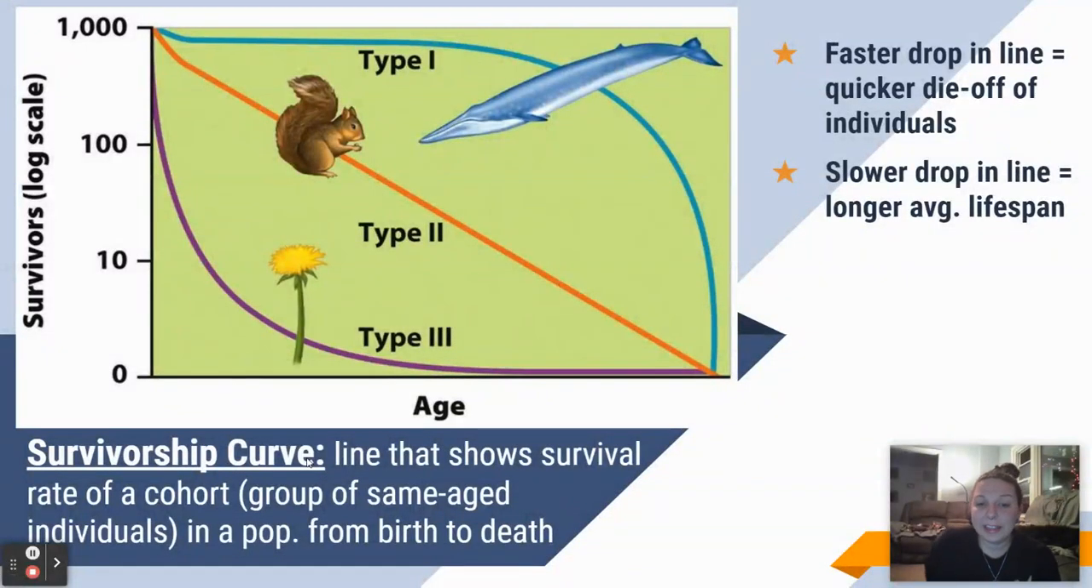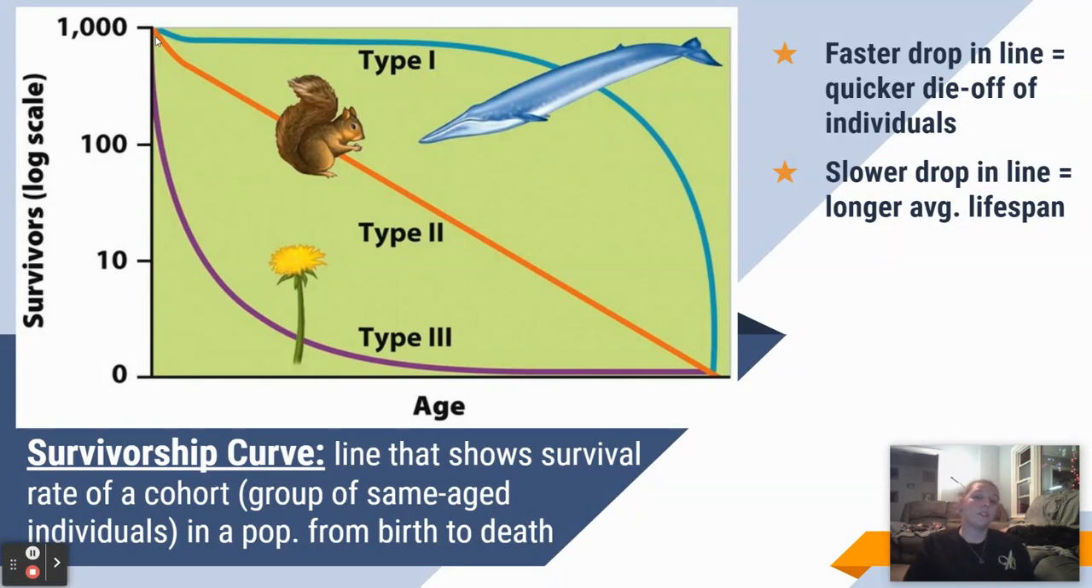So when we look at these, the true definition of a survivorship curve is just that it's a line that shows survival rate for a cohort. So when I say a cohort, I mean if we looked at a sample size of 1,000, 1,000 whales, 1,000 squirrels, 1,000 dandelions, they would all be born at the same time. Okay, so they're the same age. So it shows how many of that cohort are going to survive in a population from birth to death.